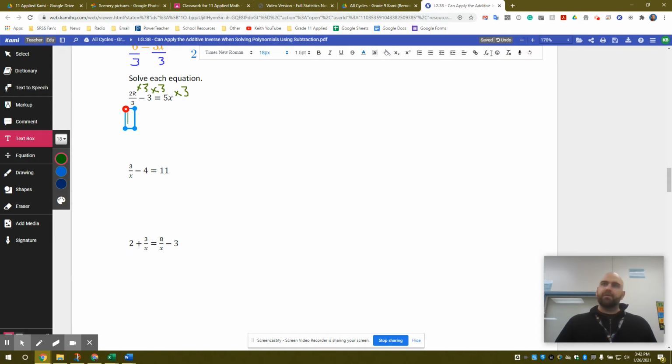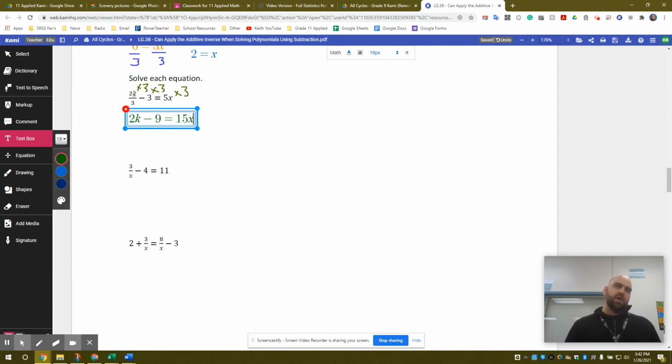Okay, so we're going to start by multiplying every term by 3. The first term here, the 2k divided by 3, when we multiply by 3, 3 divided by 3 is just 1, so we're multiplying this whole thing by 1, so it's going to stay exactly as 2k. We multiply the 3 by 3 becomes 9, and we multiply 5x by 3, this becomes 15x.